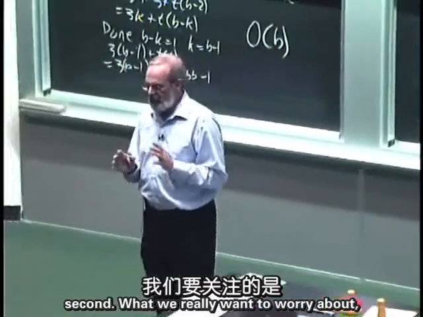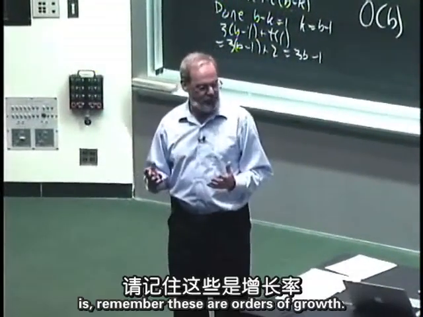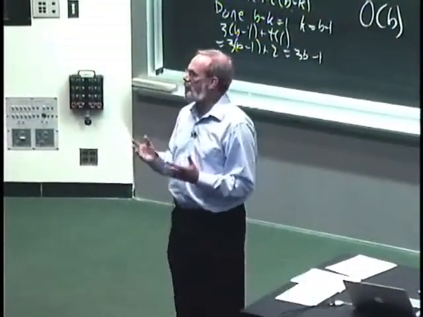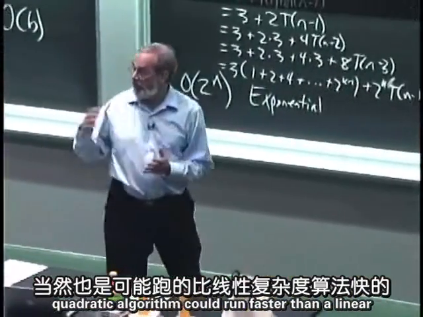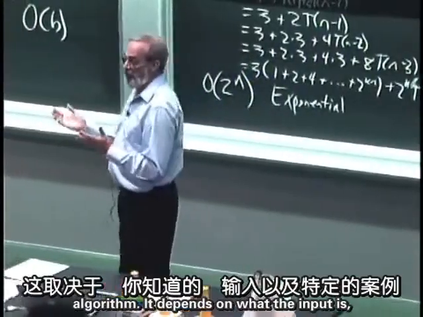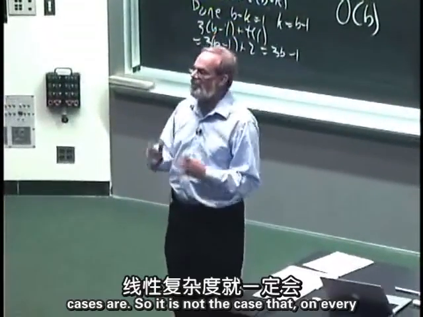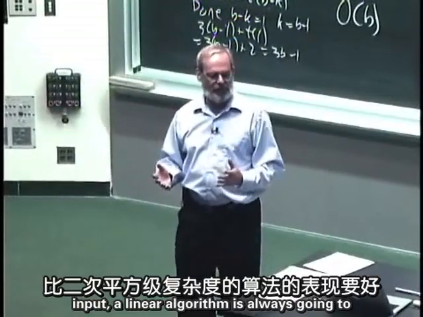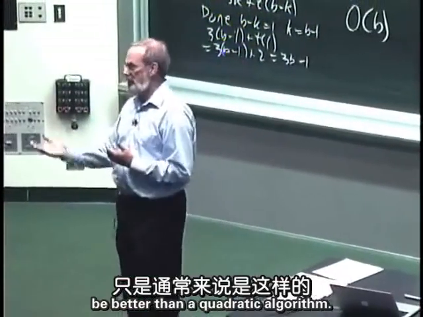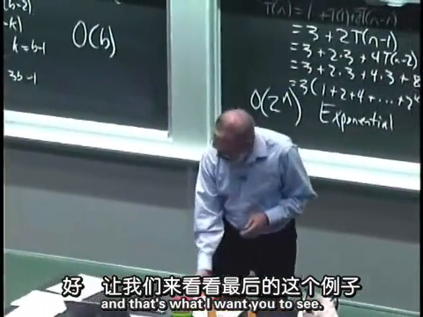And the third thing I want you to keep in mind is, remember, these are orders of growth. It is certainly possible, for example, that a quadratic algorithm could run faster than a linear algorithm. It depends on what the input is. It depends on what the particular cases are. So it is not the case that on every input, a linear algorithm is always going to be better than a quadratic algorithm. It is just in general that's going to hold true, and that's what I want you to see. Okay, I want to do one last example.